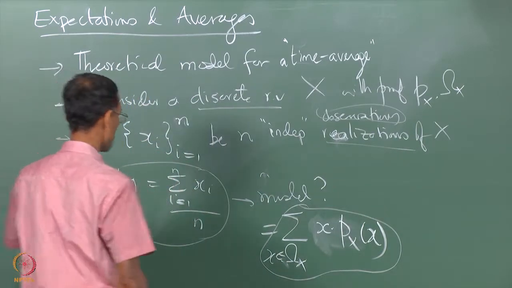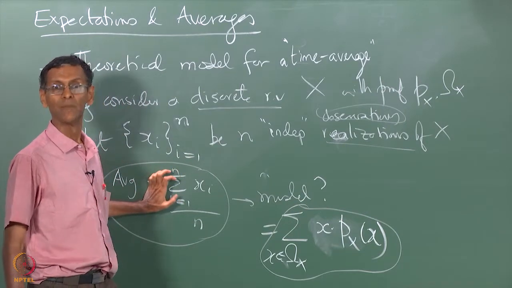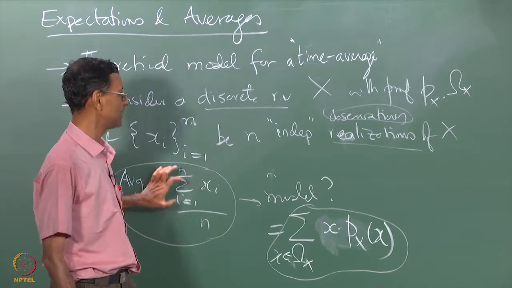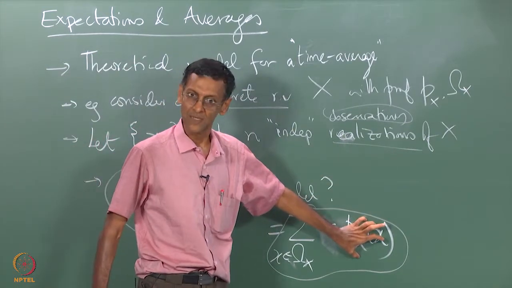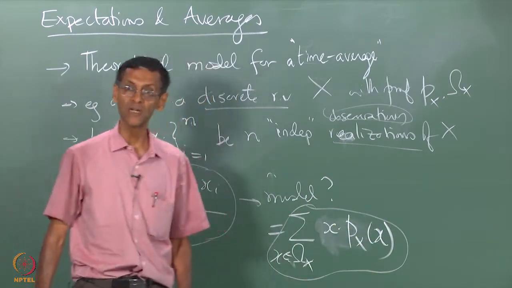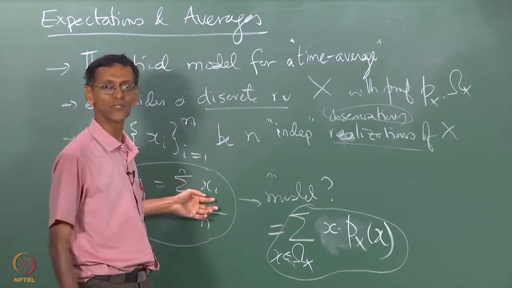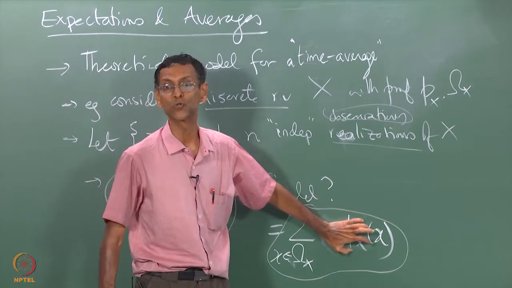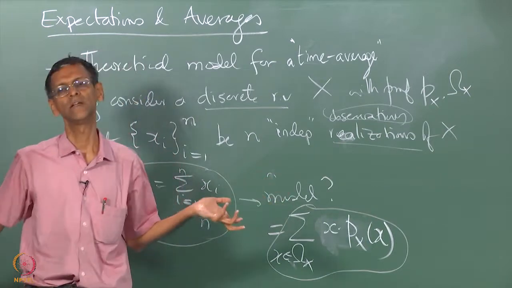Of course these two are not going to be equal. This is some random quantity which can keep fluctuating. But the claim is that if you make n large enough, and if X actually has this probabilistic description, then these two should get closer and closer as n increases. The fluctuation should decrease, and ultimately this should become very close to that, as you make n go to infinity.